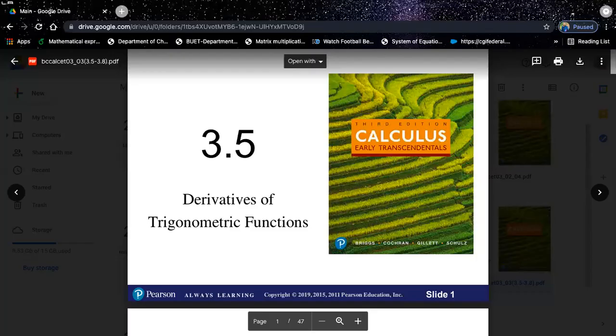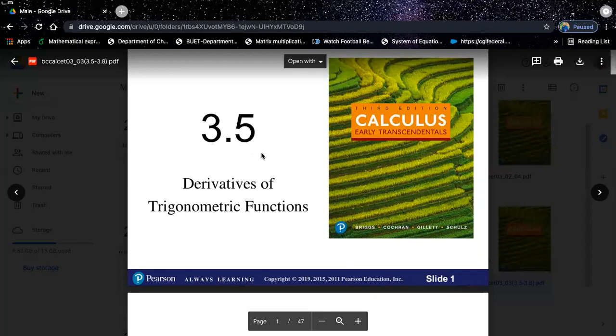Okay, so 3.5. Now we want to see the derivatives of some trigonometric functions. That means sine x, cosine x, tangent of x, cotangent of x, secant of x, and cosecant of x. Okay, and these are actually related to each other.